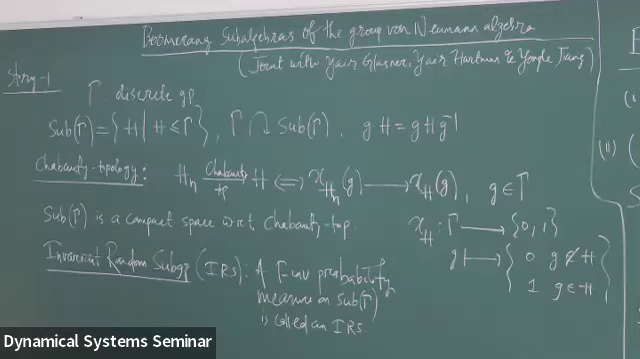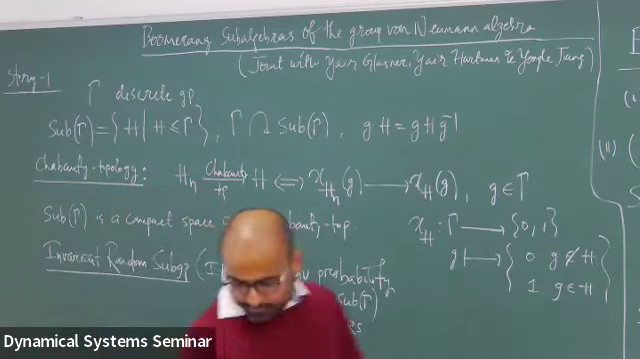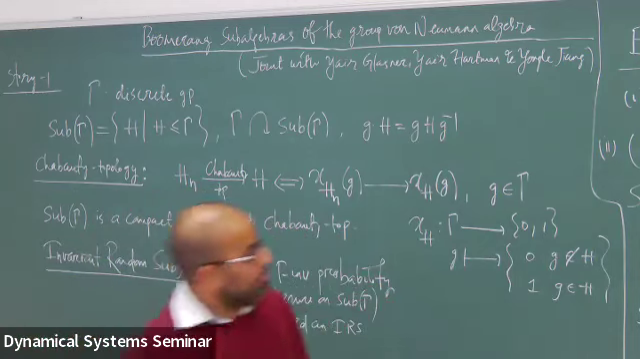If this is off topic, maybe we should move on. I believe that these two topologies should agree on Sub(Gamma). On the collection of closed subsets there is one unique topology because of a result of Fell, which makes it nice. Okay, anyways.